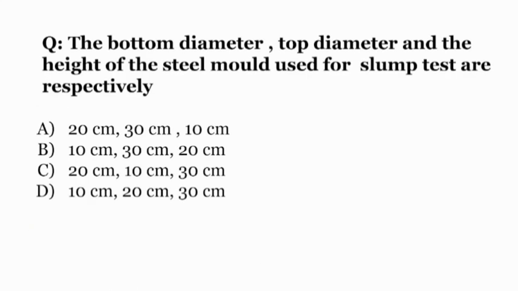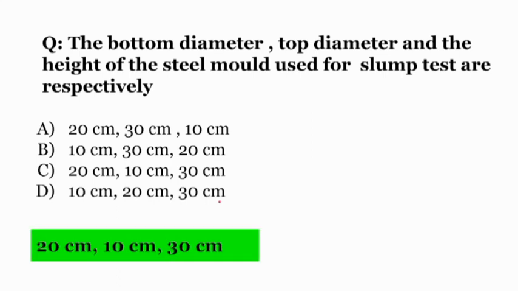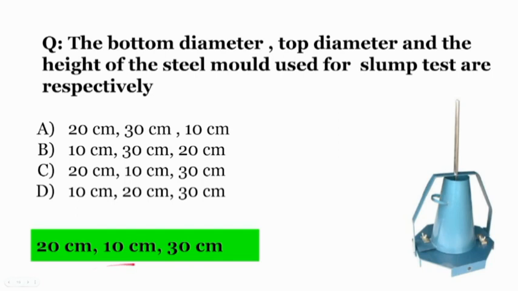The bottom diameter, top diameter and the height of steel mold used for slump test are respectively: option A 20 cm, 30 cm, 10 cm, option B 10 cm, 30 cm and 20 cm, option C 20 cm, 10 cm or 30 cm, option D 10, 20 or 30. The correct answer is bottom diameter is 20, top diameter is 10 and height is 30 cm. This is the bottom diameter, that is 20 cm, the top diameter is 10 cm and the height is 30 cm.